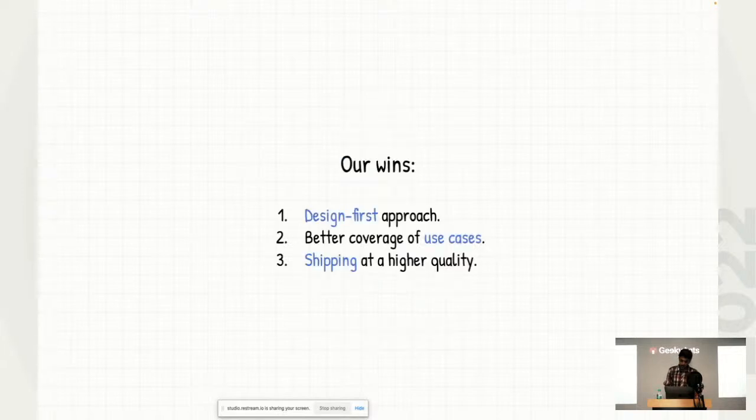So what were our wins? The first win that we had was we are now able to design the whole product from a design first approach. We didn't think of design as an afterthought or just as an enabler. Design was a key part of the whole process.